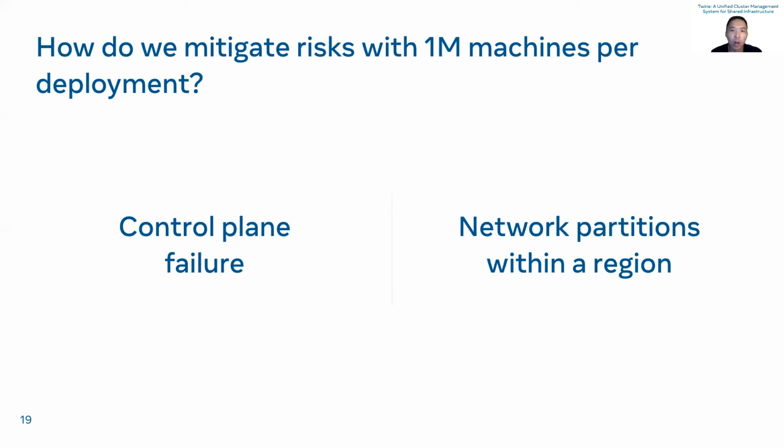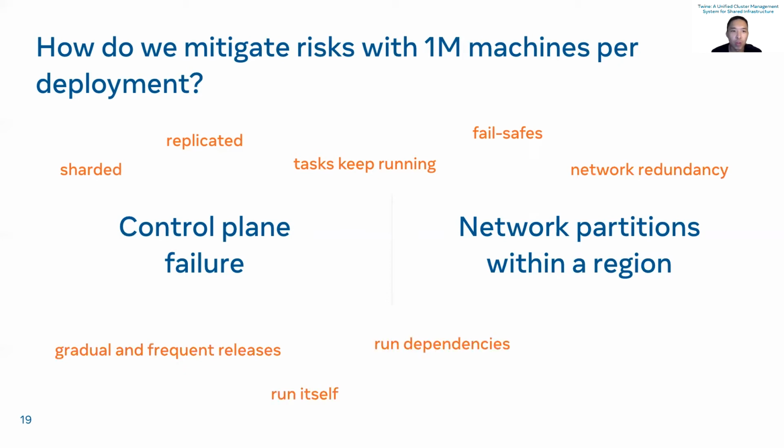For example, all of our components are sharded and replicated to improve availability and reduce the risk associated with a single instance or shard of that component. We designed our components so that tasks can continue to run even if all components are unavailable. Many of our components have built-in fail-safes to rate limit destructive operations. This reduces the risk if one component has a failure or a bug. Our data center networks have network redundancy to reduce the probability of a network partition within a region. For more principles, please refer to our paper.